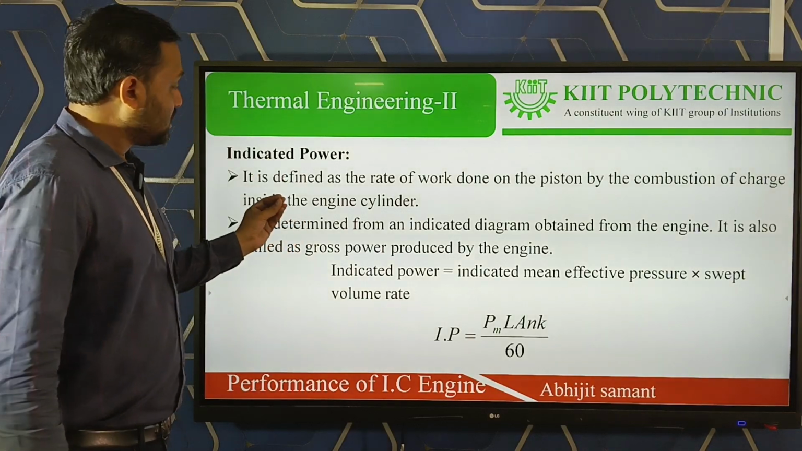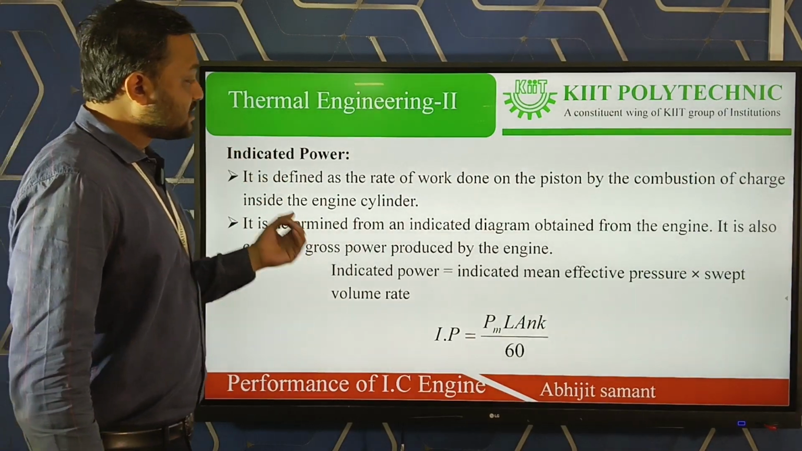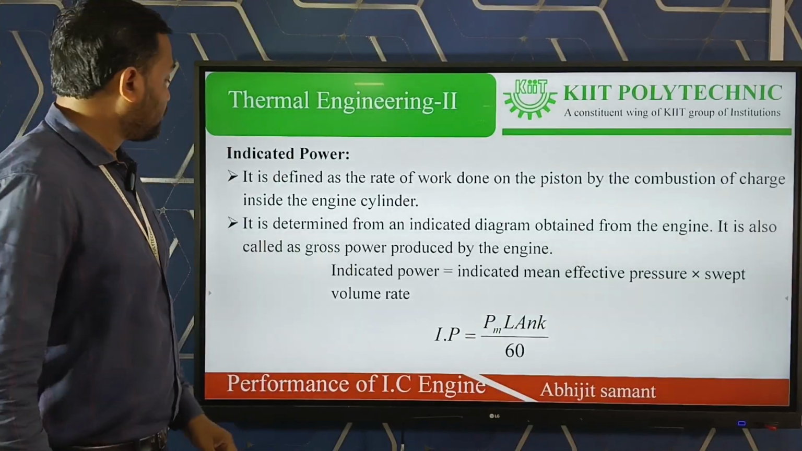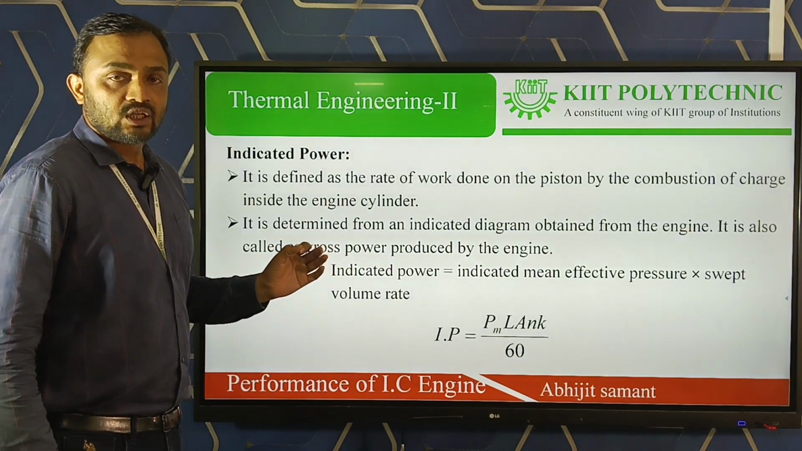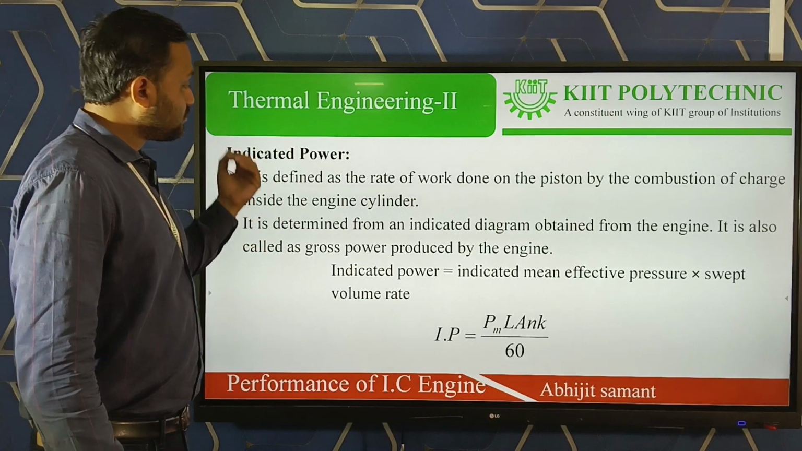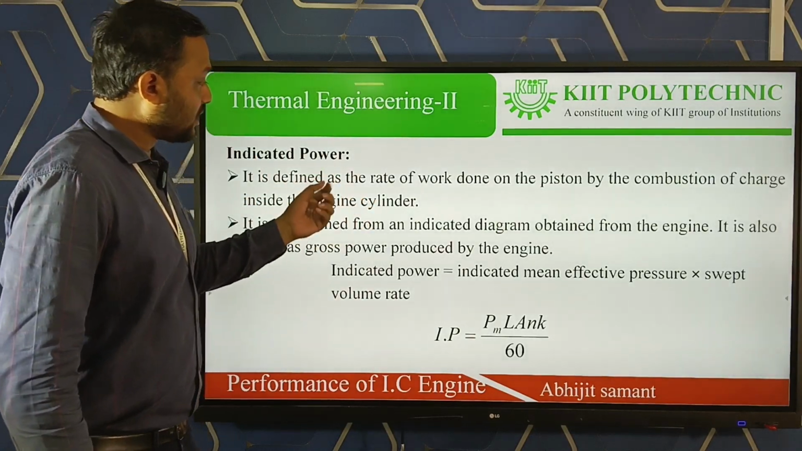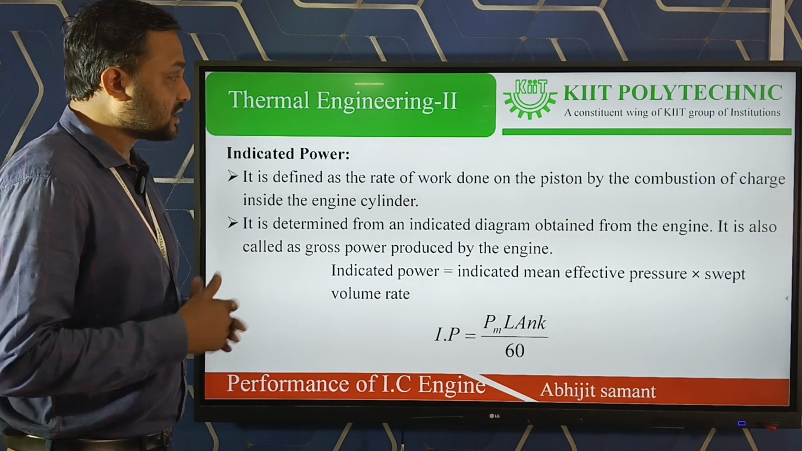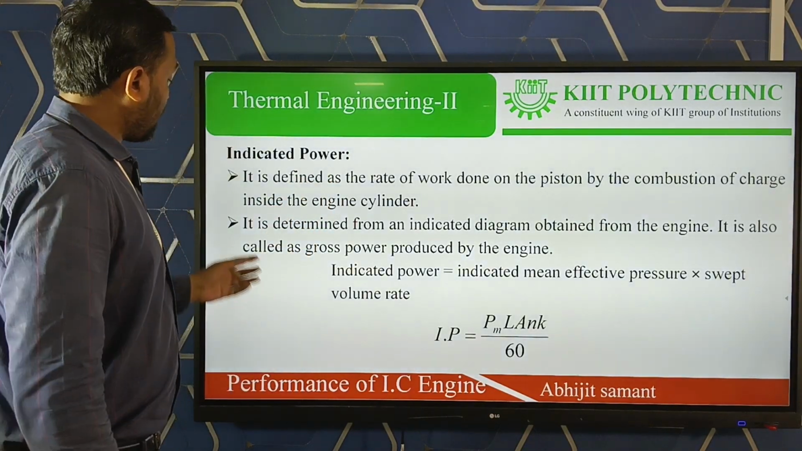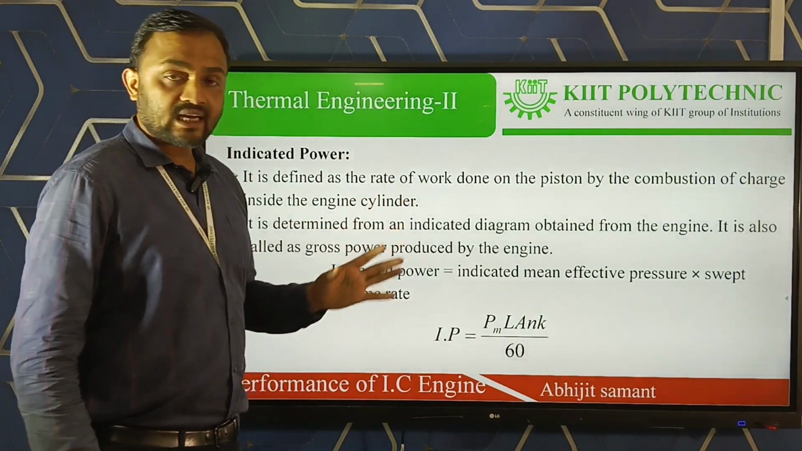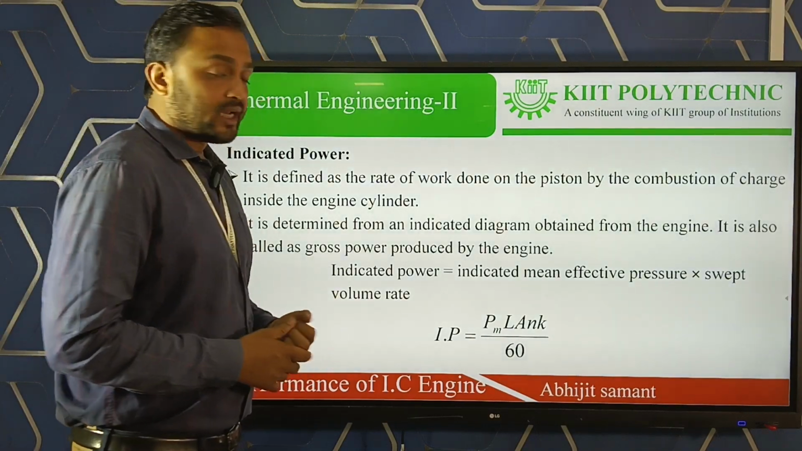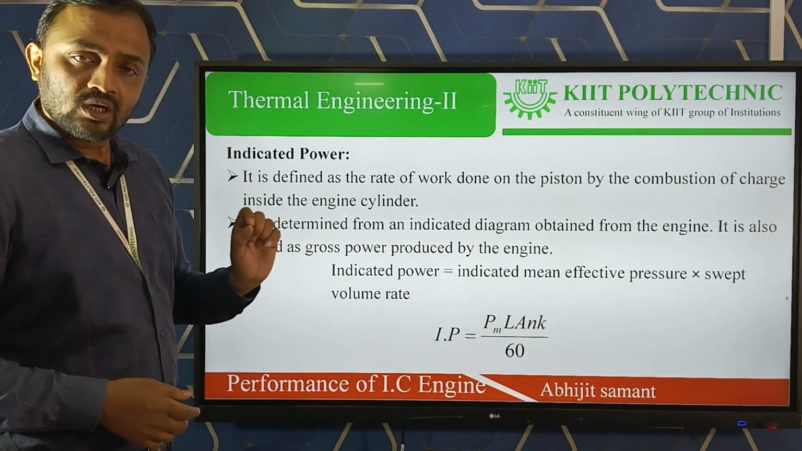So indicated power. What is the indicated power? It is defined as the rate of work done on the piston by the combustion of charge inside the engine cylinder. Indicated power, IP, is the rate of work done on the piston by the combustion of charge, or the air fuel mixture, inside the cylinder. It is determined from the indicated diagram obtained from the engine. It is also called the gross power developed by the engine.